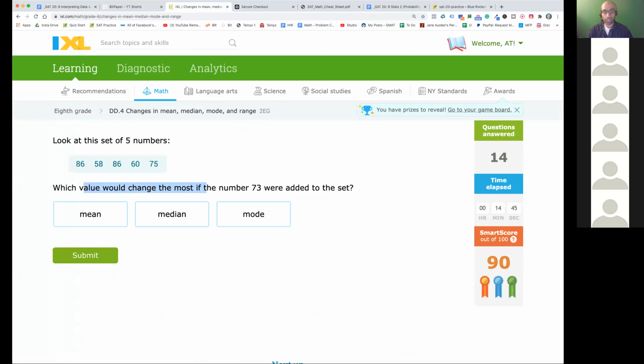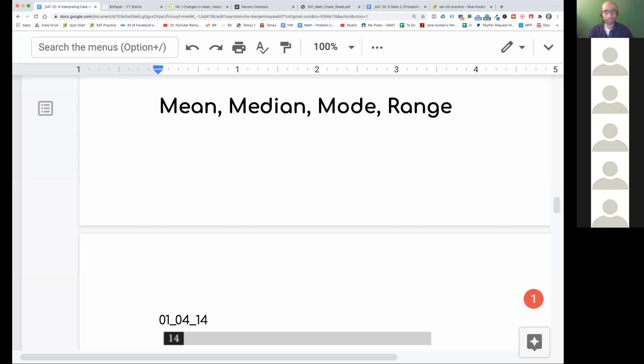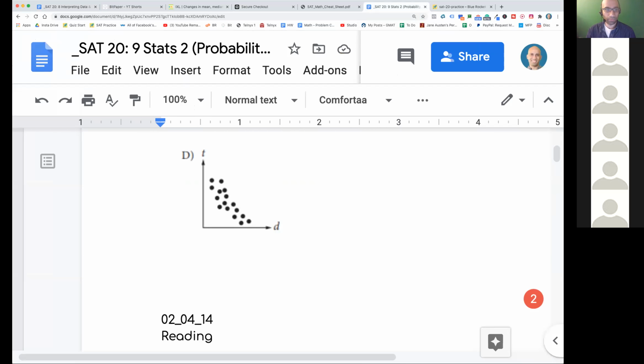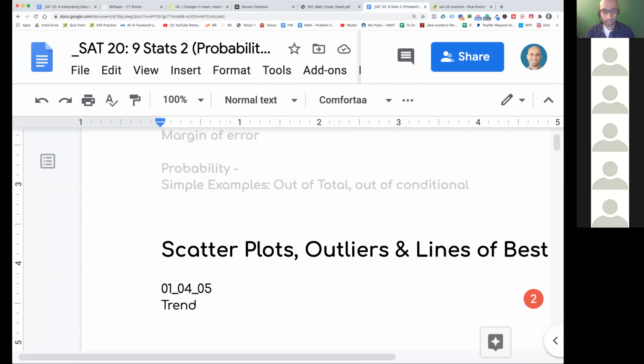What value would change if the number 73 were added to the set? Practice two or three of these. This is for people in my bootcamp. Just practice this. You're definitely going to improve, because that's the question they're asking. I've selected these questions this way. Okay, well done, Nigel.